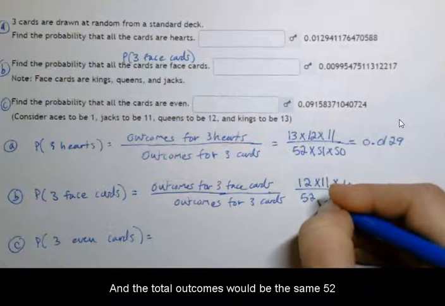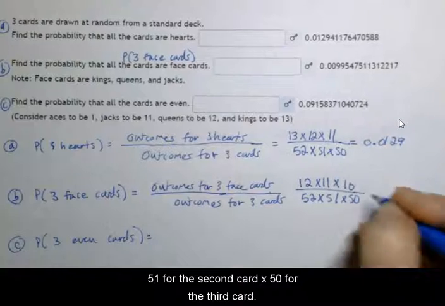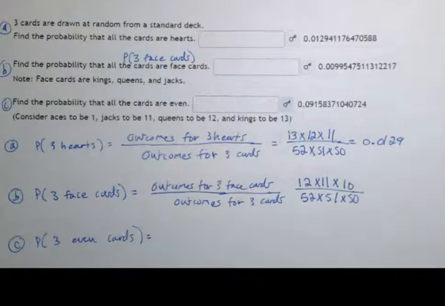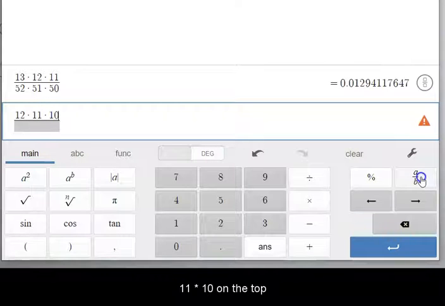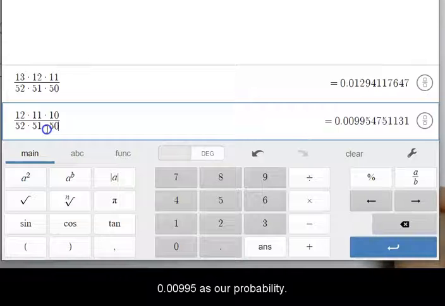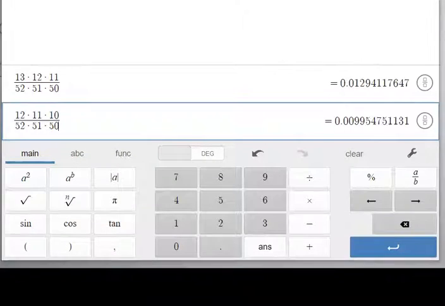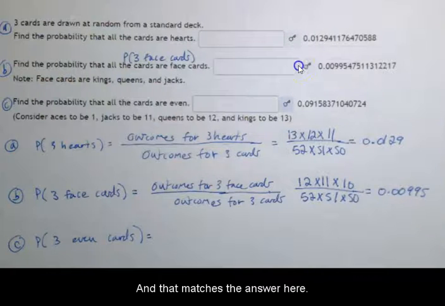And the total outcomes would be the same, 52 times 51 for the second card times 50 for the third card. We have a fraction, 12 times 11 times 10 on the top, 52 times 51 times 50 on the bottom, 0.00995 as our probability. So about 0.995% probability. And that matches the answer here.